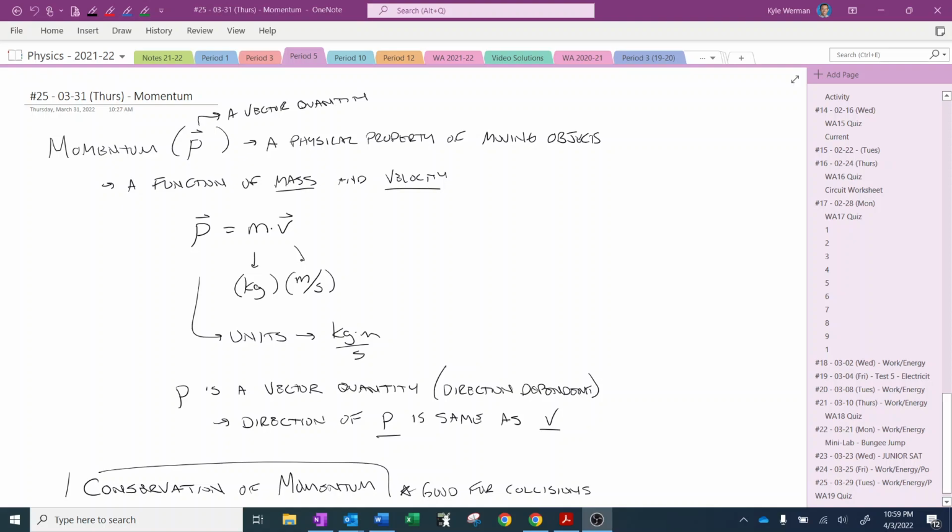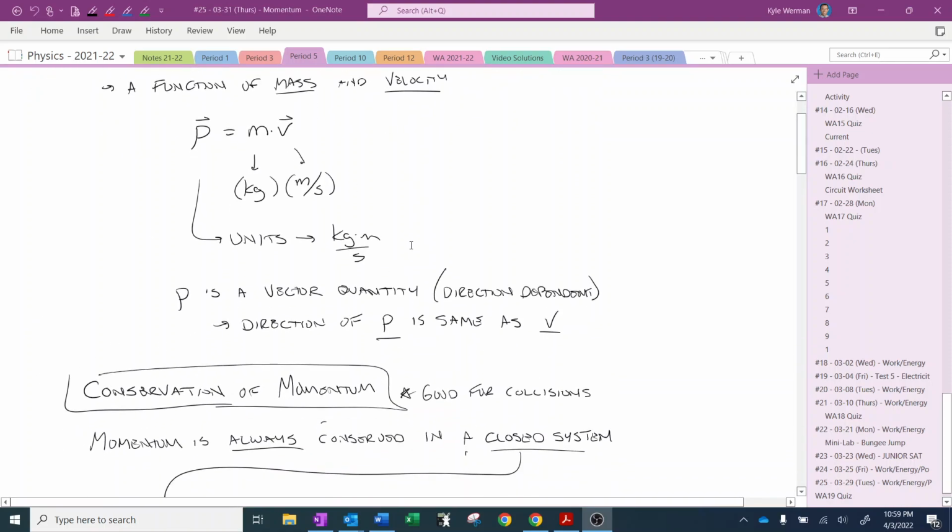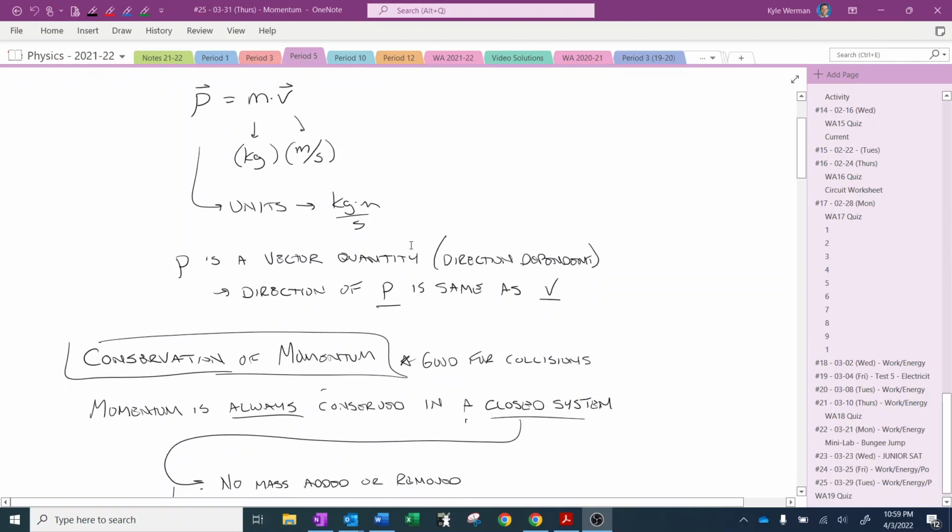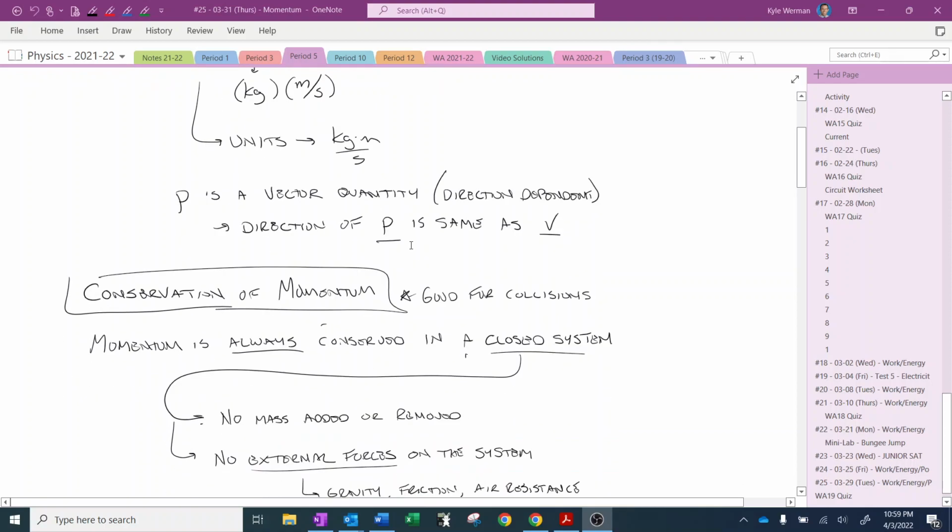In our last class, we defined momentum. It's a physical property of moving objects. We use the letter P. It's a vector quantity, and we get a simple equation, P equals m times v, with units of kilogram meter per second as the unit for momentum.